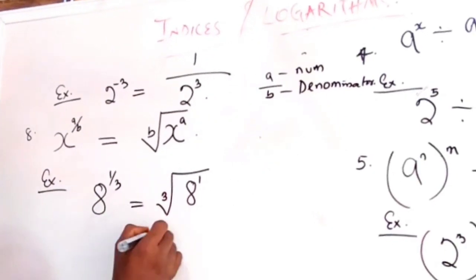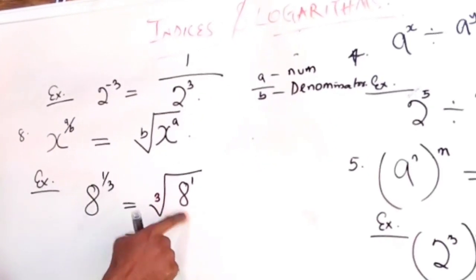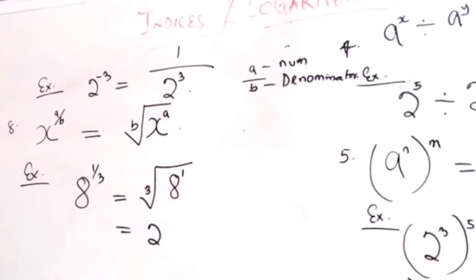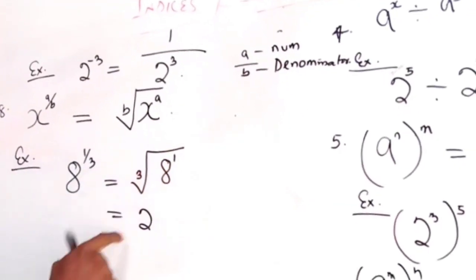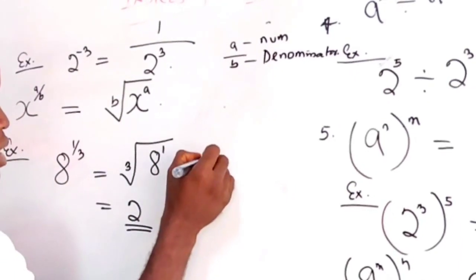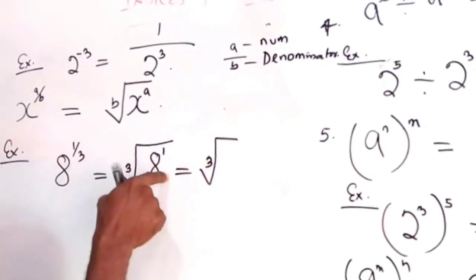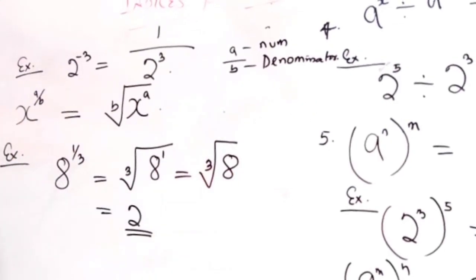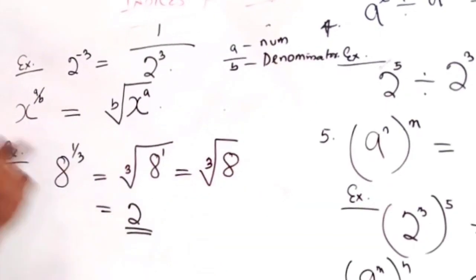So that means the cube root of 8 is 2, because this is the same thing as raised to power 1. So the answer here is 2, because what you have here is still the same thing as cube root of 8. 8 to 1 is the same thing as 8. So cube root of 8 is 2.